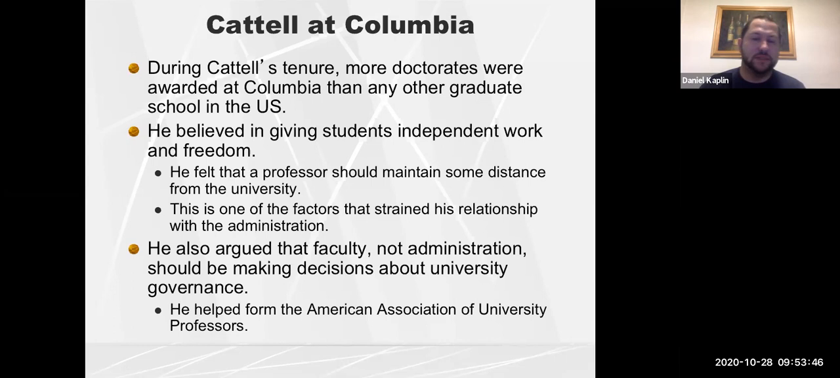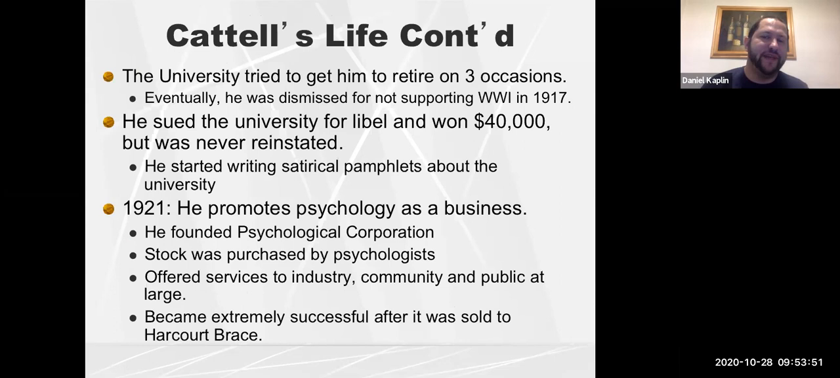So the university eventually tries to get Cattell to retire. He doesn't. They try to get him to retire again. He doesn't. They try to get him to retire a third time. He doesn't. So long story short, on three occasions, Columbia tried to get him to retire. In 1917, ultimately he is dismissed or fired from his post because he didn't support World War I.